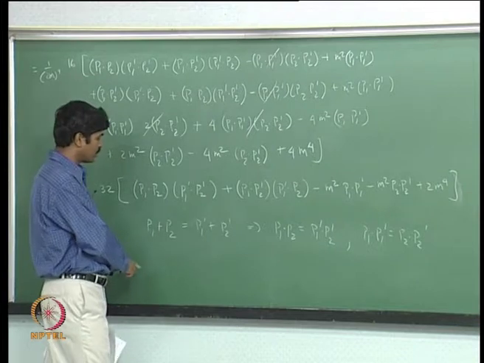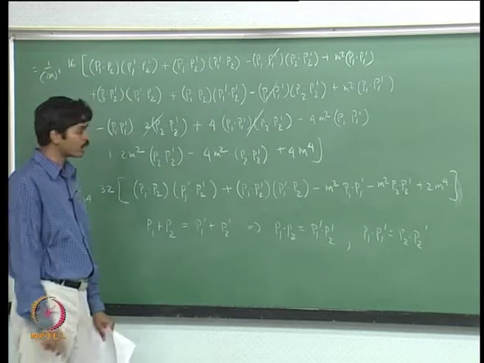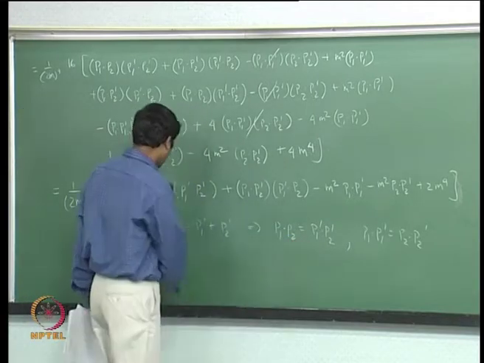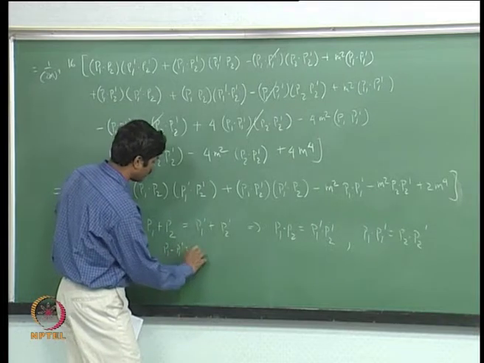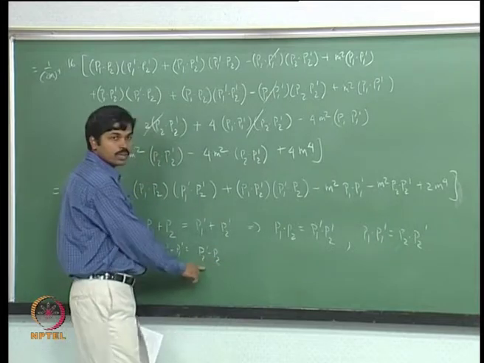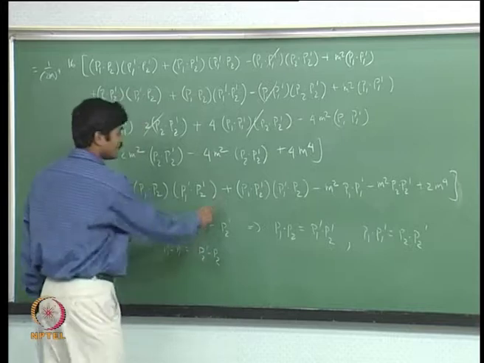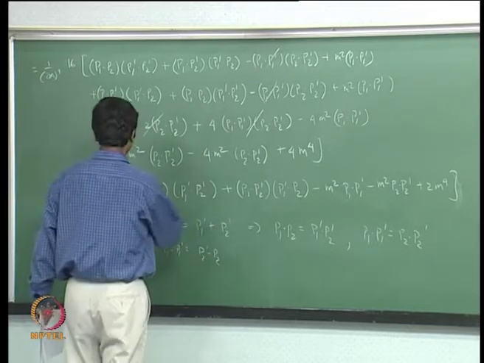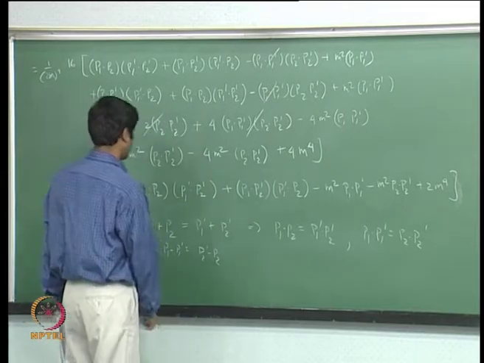Okay. You just square it and then you remember that p1 square, p2 square both are equal to m square. That will give you this relation. If you write this identity as p1 minus p1 prime equal to p2 prime minus p2, and then if you square now, you will get this identity. Now I will substitute it here. Okay. So when I substitute this here, what I get is the following.